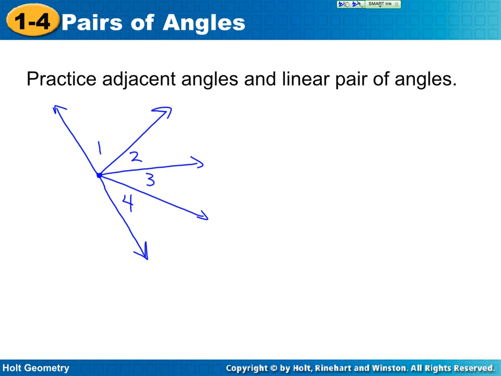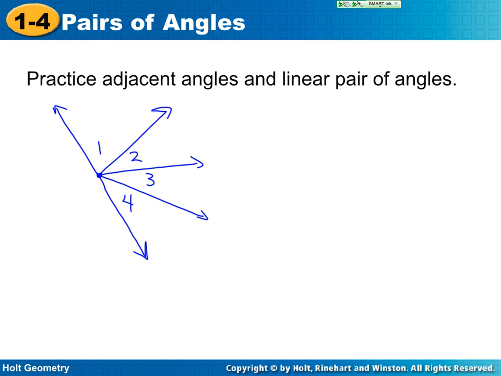How about linear pairs? Okay, 1 and 2, are they a linear pair? Are they adjacent? You told me yes. And then do their opposite sides, the non-shared sides, make a straight angle? No, that's what the non-shared sides would look like. So 1 and 2 are not a linear pair. How about 1 and 4? Here's some yes and here's some no.